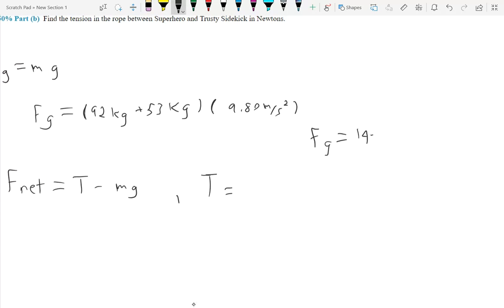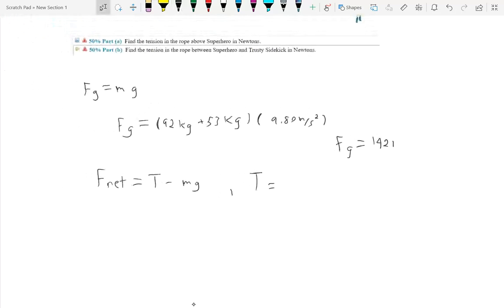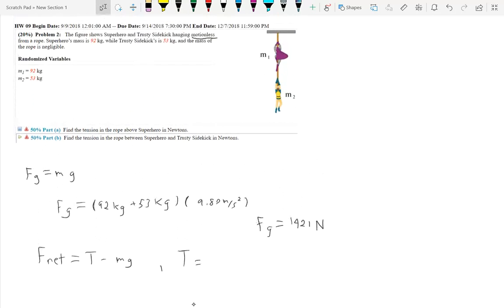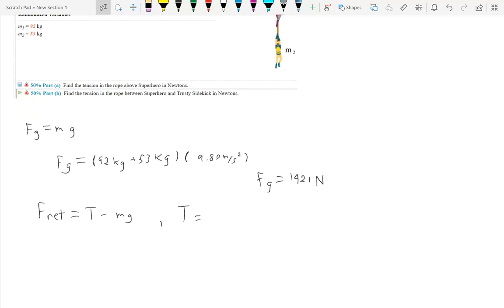And so the tension that is on the rope is the same as the force of gravity of the two people, which is 1,421 newtons. Is that a 4 or not? That's a 4.